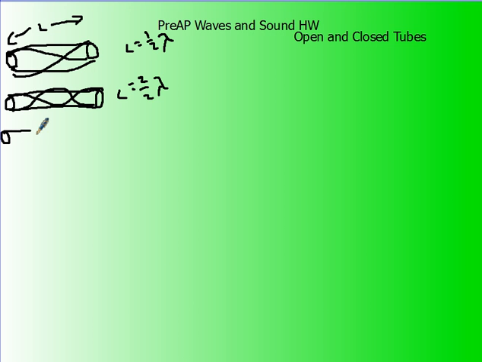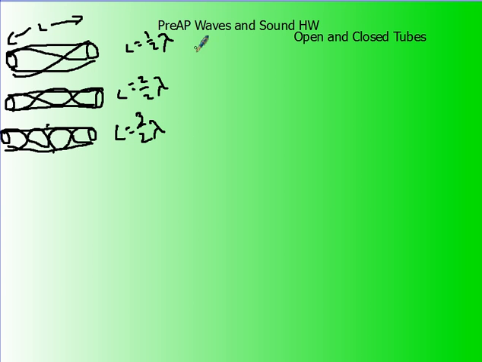Now, the third one's going to give us our formula. I need not 2 nodes inside, but 3. So up, down, up. You're going to do better at drawing these than me. How much is this? This is 1, this is 2. This is 1 full one, and this is 1/2, so 3/2 lambda.